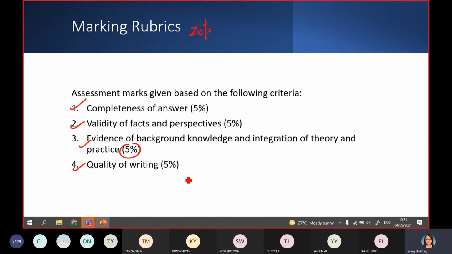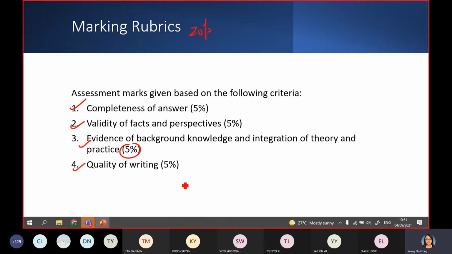Last one, quality of writing. Meaning to say that I don't wish to see a lot of grammar errors. Of course, I didn't expect your English to be very good. At least don't have too many typos, because sometimes I know you are very kanjong. When you kanjong, a lot of typos. When you have a lot of typos, I have to interpret what that is. So please do not be so kanjong.